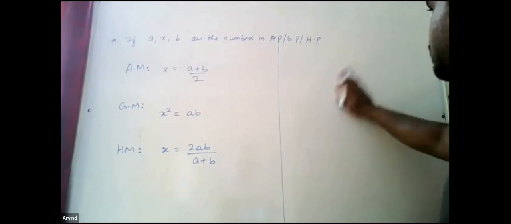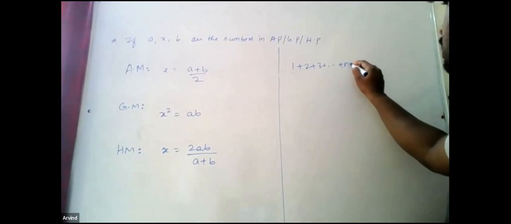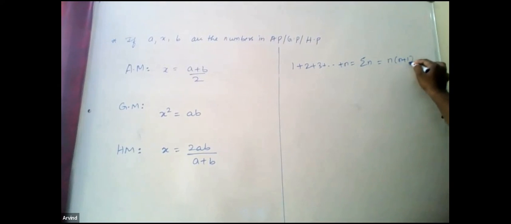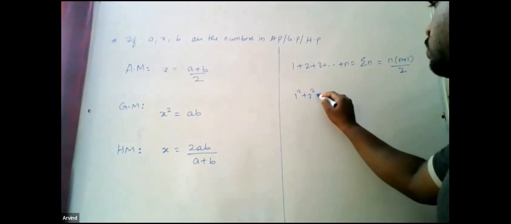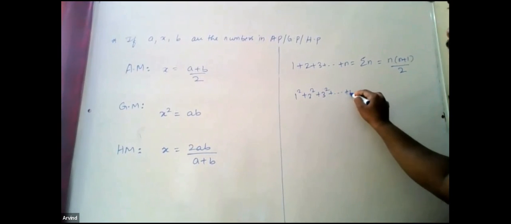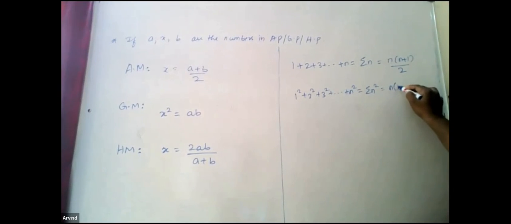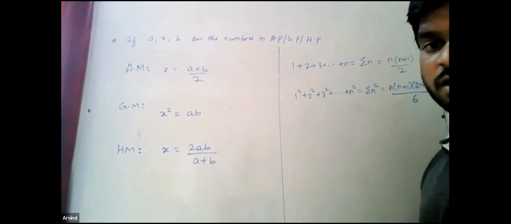Then the sum of n terms I have already covered. Suppose 1 plus 2 plus 3 plus so on up to n terms. We write this as summation n, and it is equal to n into (n plus 1) by 2. Now if it is 1 square plus 2 square plus 3 square plus so on up to n square, we write it as summation n square. This will be equal to n into (n plus 1) into (2n plus 1) by 6. You have to remember these formulas. This is a very, very important formula. We have already used this.